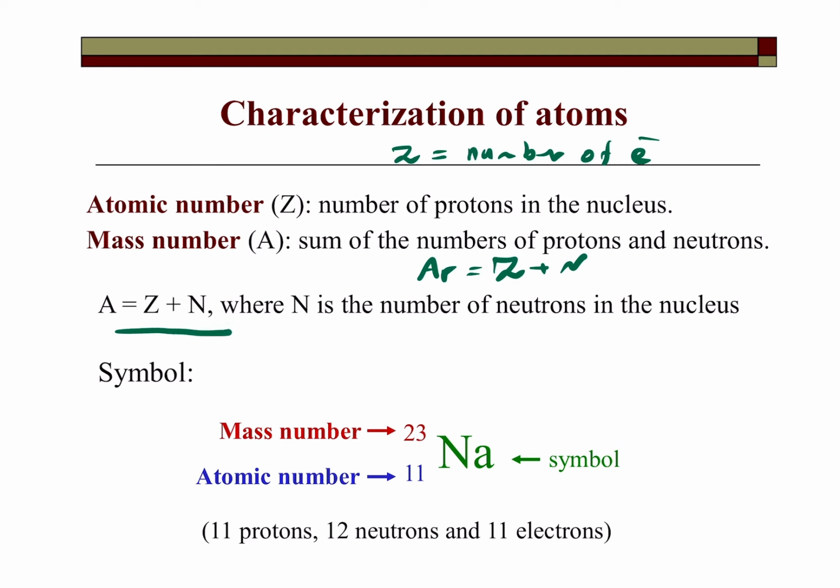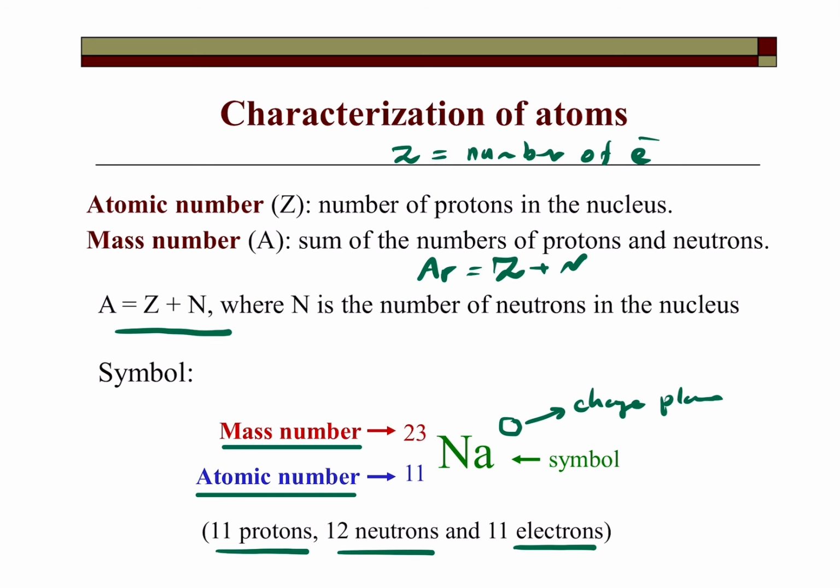We can see it also here in the symbol, which is very important when we have an element symbol. On the lower left side, we write the atomic number, and on the upper left, we write the mass number. Okay, it is a neutral element. Then if we have a charge, we have to write the charge here, in the charge place. For example, for sodium, the proton is 11, electron is 11 because it's neutral, and the neutron is 23 minus 11, which is 12.